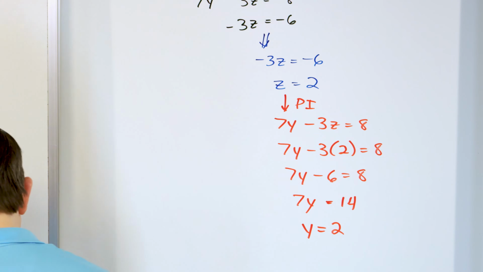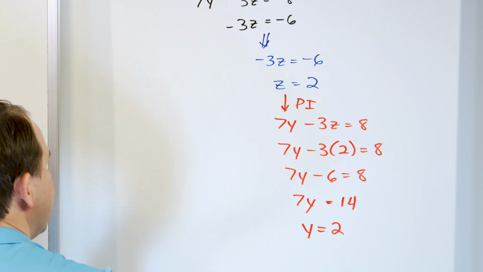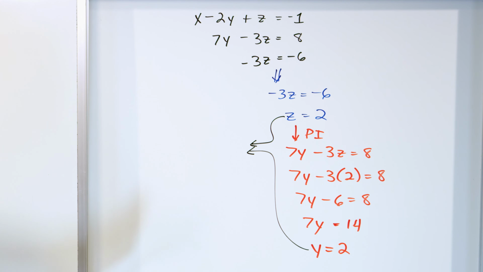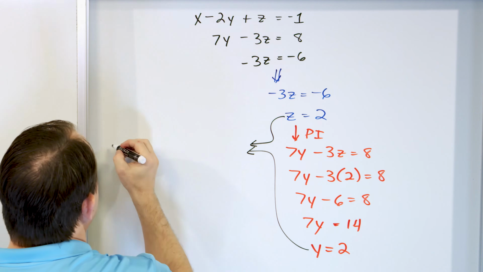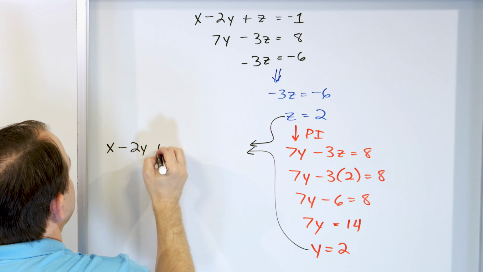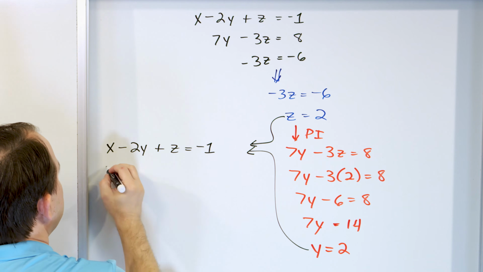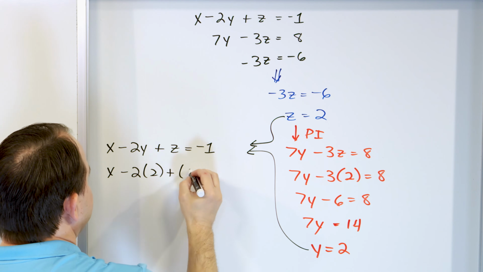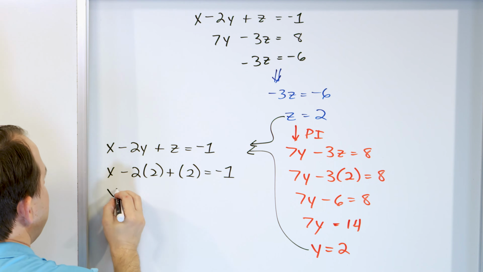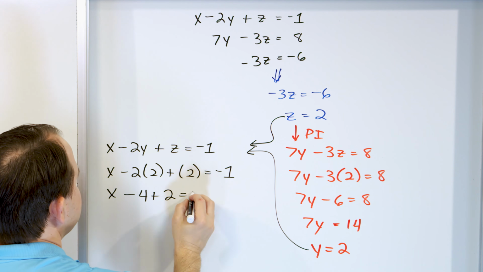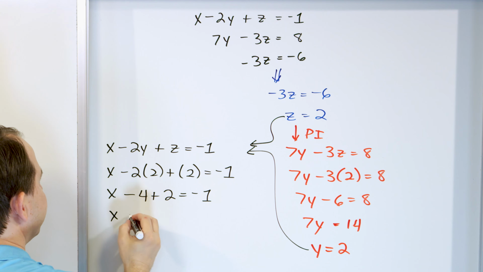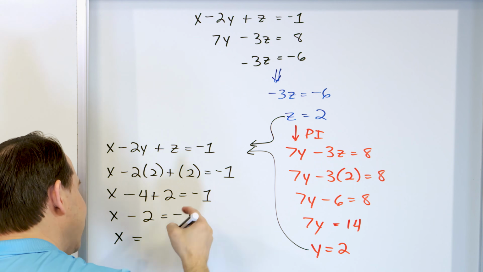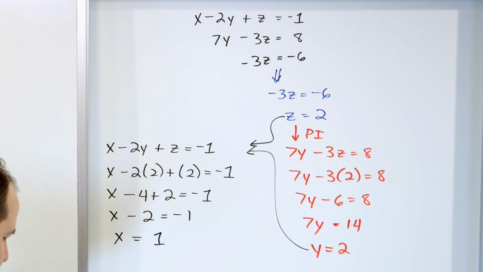So now I have y and I have z. And so I take this value of y with this value of z that I have calculated, and I stick it into the first equation here, which is x minus 2y plus z is equal to negative 1. X minus 2 times y, which is 2, plus z, which is also 2, is equal to negative 1. X minus 4 plus 2 is negative 1. X minus 2 equals negative 1. Now I'm going to add the 2 to both sides. Negative 1 plus 2 is going to give me a positive 1. So I get an answer of 1.